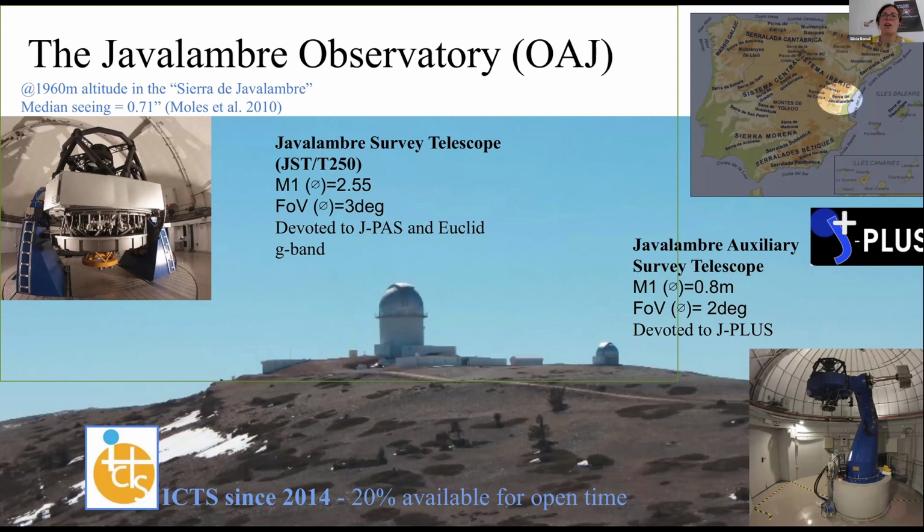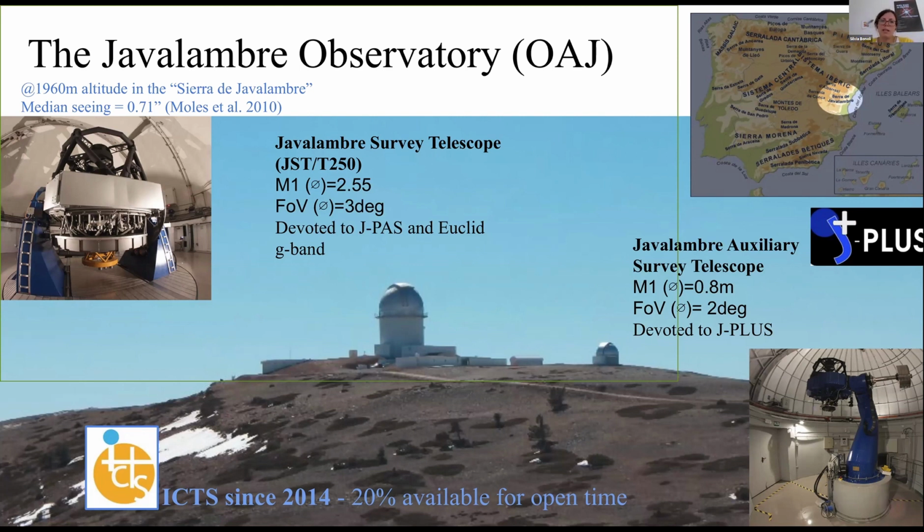It will be carried out from this new observatory, the Observatorio Astrofísico de Javalambre in the Sierra de Javalambre, close to Teruel. It's a relatively new observatory with very good sky conditions for being in continental Spain. It is composed primarily of two telescopes. The primary one, the Javalambre Survey Telescope, is a 2.5 meter, and the auxiliary telescope is an 80 centimeter telescope. They're both characterized by having a very large field of view. So the goal of this observatory is really to carry out large photometric surveys.